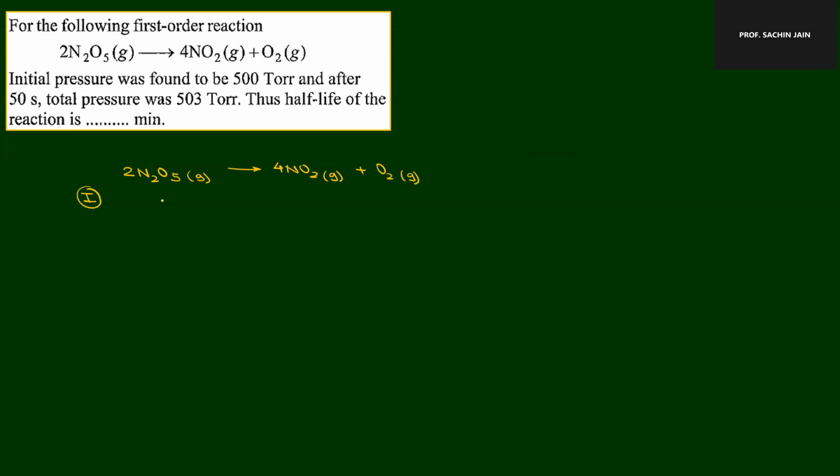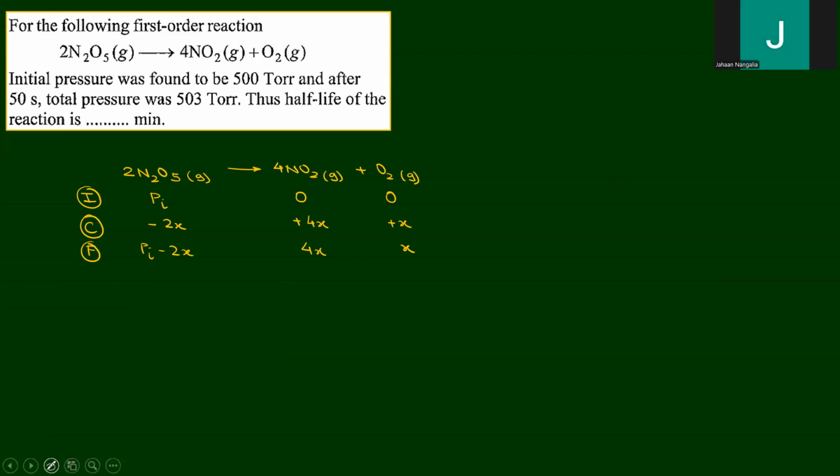Initial, at time t equal to 0, let the partial pressure be Pi. NO2 at the start will be 0. Change: decrease by 2x, increase by 4x and x respectively. Finally, I have Pi minus 2x, 4x and x. Now through the data, what value is 500 torr? Pi plus 3x, total. Pi plus 3x is 503.